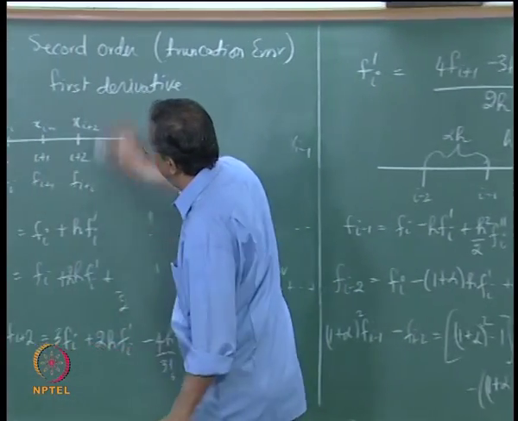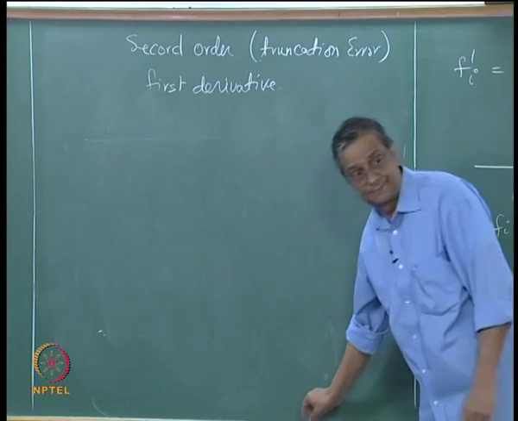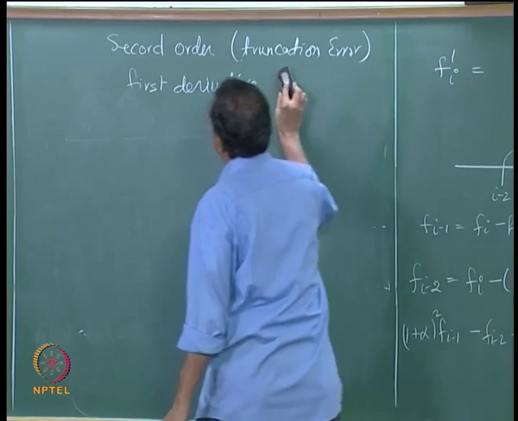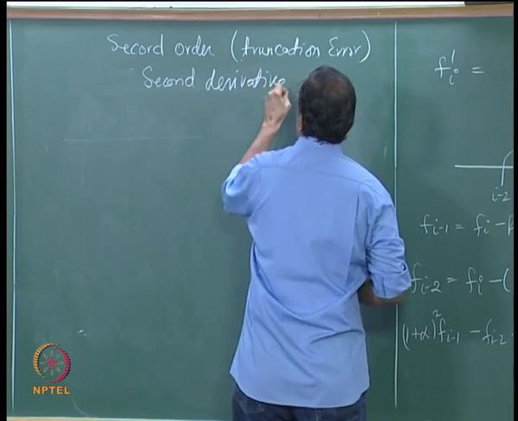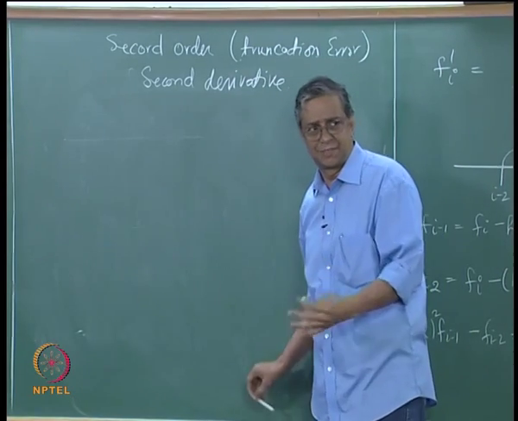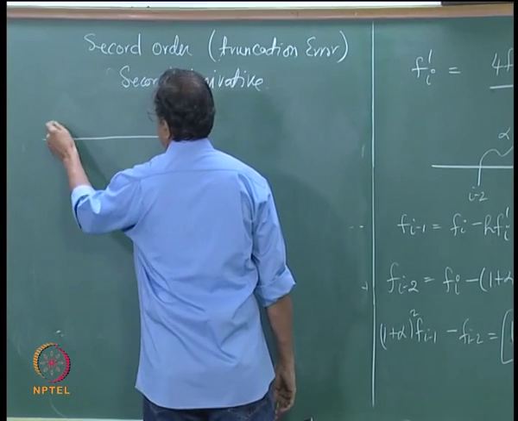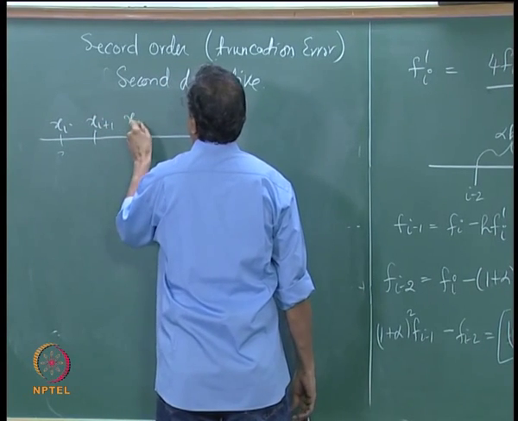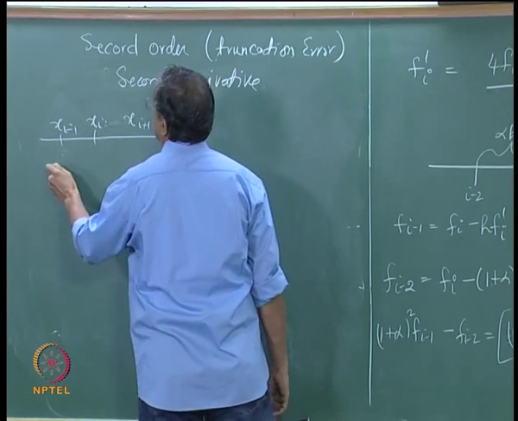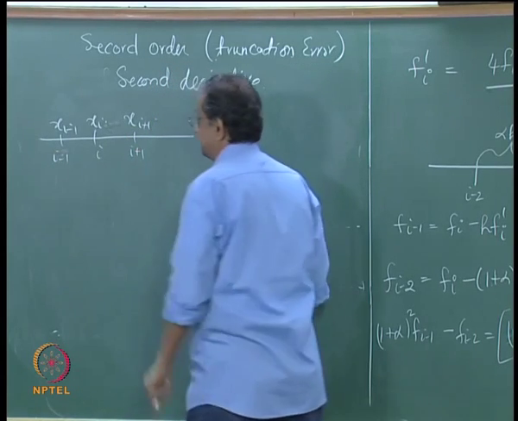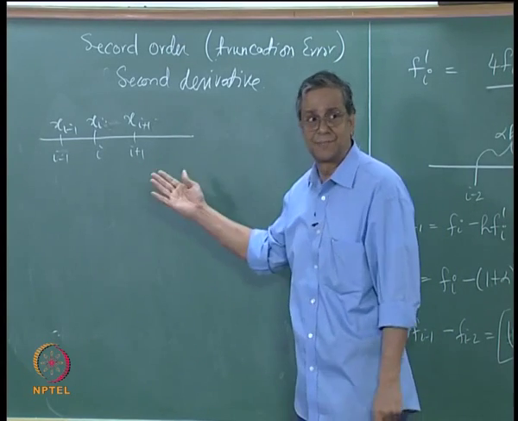Now let us look at the second derivative again. I will quickly repeat the second order second derivative that we did last time, just because I am going to do it twice: once as we did last class, and then I am going to repeat it with unequal intervals. So I have x i minus 1, x i, x i plus 1. Of course you can also see whether you can get one-sided representations for the second derivative. I leave that to you.